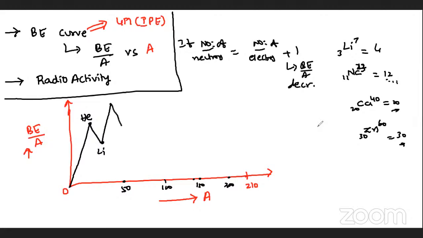Here we'll have carbon, say carbon C-12, number of neutrons is 6. And then again nitrogen, oxygen, fluorine, like that, up to there is an element called iron. Iron.